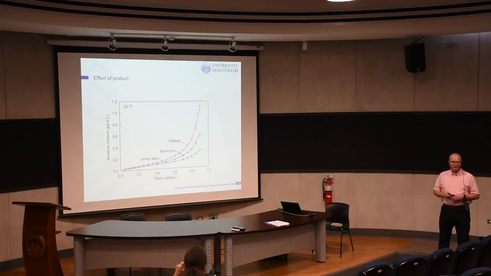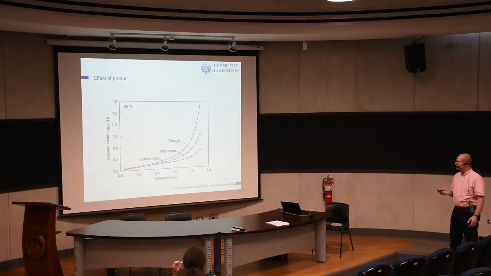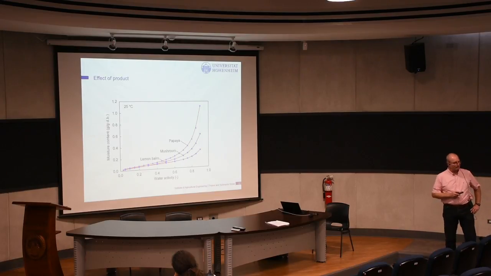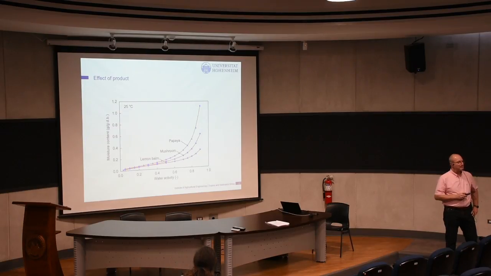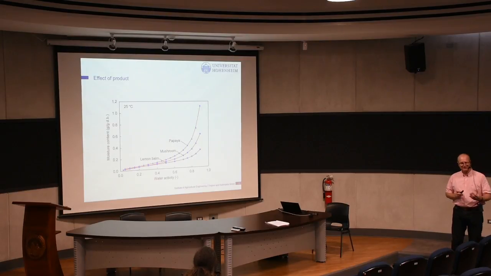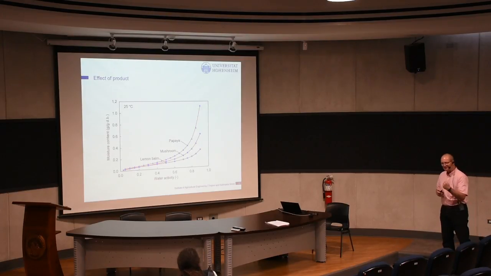And there is an effect of the product. It's different in between products. We have here lemon balm on the bottom line, mushroom has a higher curve here, and papaya an even higher curve. And what does it say about the hygroscopic properties of the product? Which one is more hygroscopic, the lemon balm or the papaya? Keeping the water more. We have different curves.